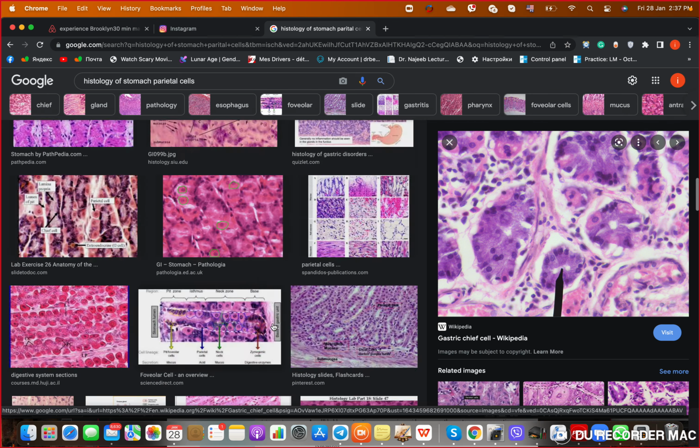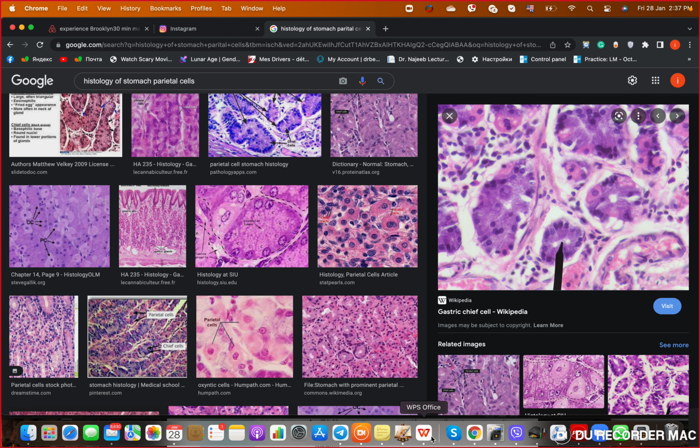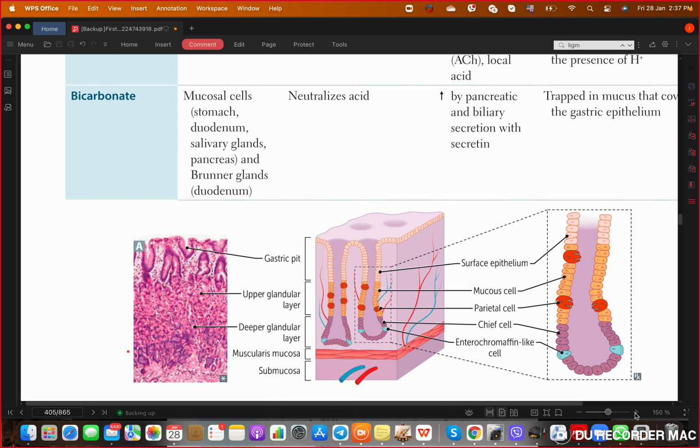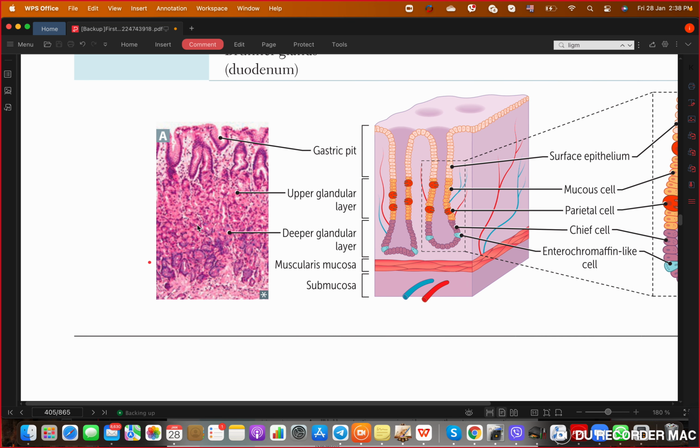Yeah, Doc. Okay, so the next trick. This is one way they can ask you this question. The other way they can ask you this question is by showing you a picture like this one. You're like, yeah, but I cannot see where are parietal cells and where are chief cells located. It's all about how deep. So let me show you. If the cell is located super deep in this layer, it's a chief cell, okay? If it's located in the upper region, it's a parietal cell, okay?